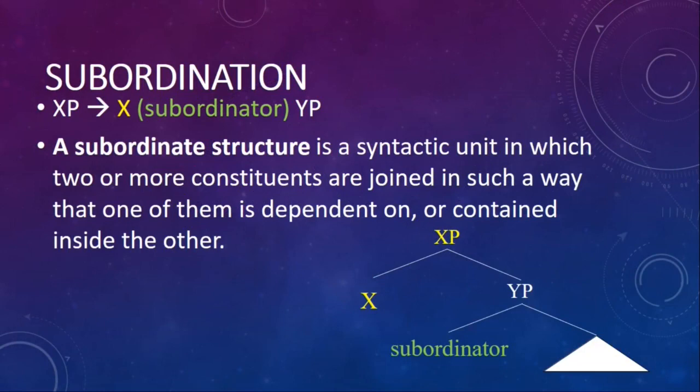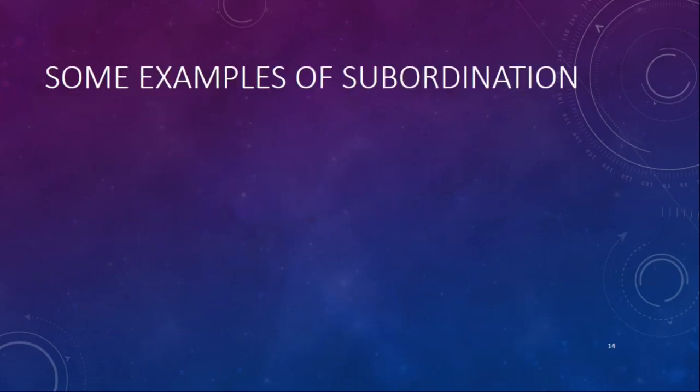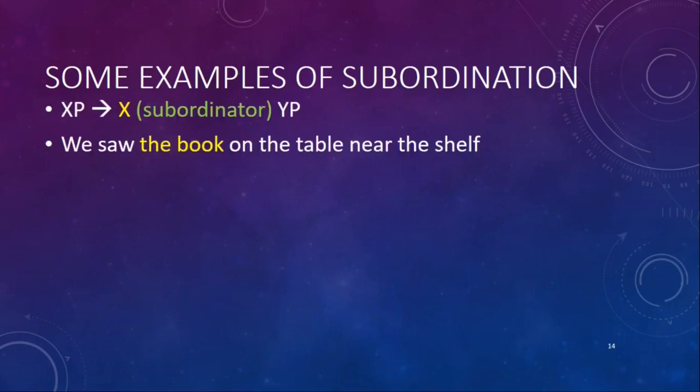Subordination. A subordinate structure is a syntactic unit in which two or more constituents are joined in such a way that one of them is dependent on or contained inside the other. When we look at this in a tree, it will often seem that one structure is higher up than the other one. There's a small diagram to illustrate this. Here are some examples of subordination.